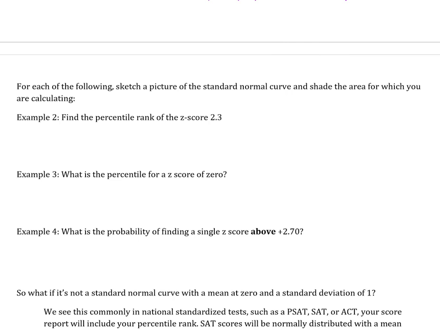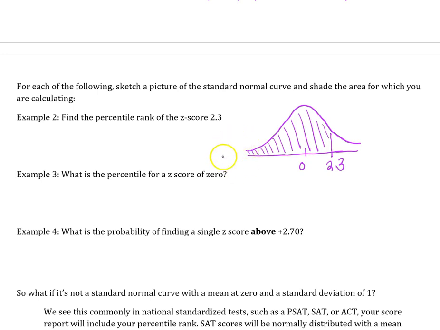For each of the following, sketch a picture of the standard normal curve and shade the area for which you are calculating. I'm going to find the percentile rank of a z-score of 2.3. So in a standard normal distribution, the center is 0. 2.3 would be somewhere over here. Now, percentile is what percent you scored better than or equal to. So that means I'm going to find the area to the left of that value, because that would represent the percent of people that I'm scoring better than. So that means when I calculate my area under the curve, my low bound is going to be negative infinity. My high or upper bound is going to be 2.3.